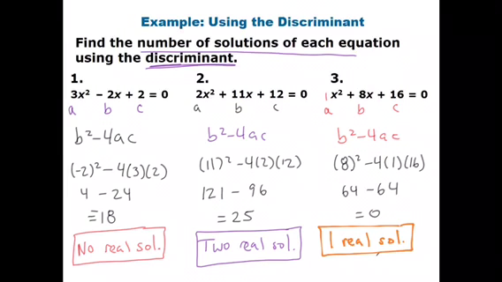So we get 8 squared minus 4 times 1 times 16. So when you evaluate this, you end up with 64 minus 64, which in this case equals 0. Anytime your discriminant equals 0, it means you have 1 real solution.